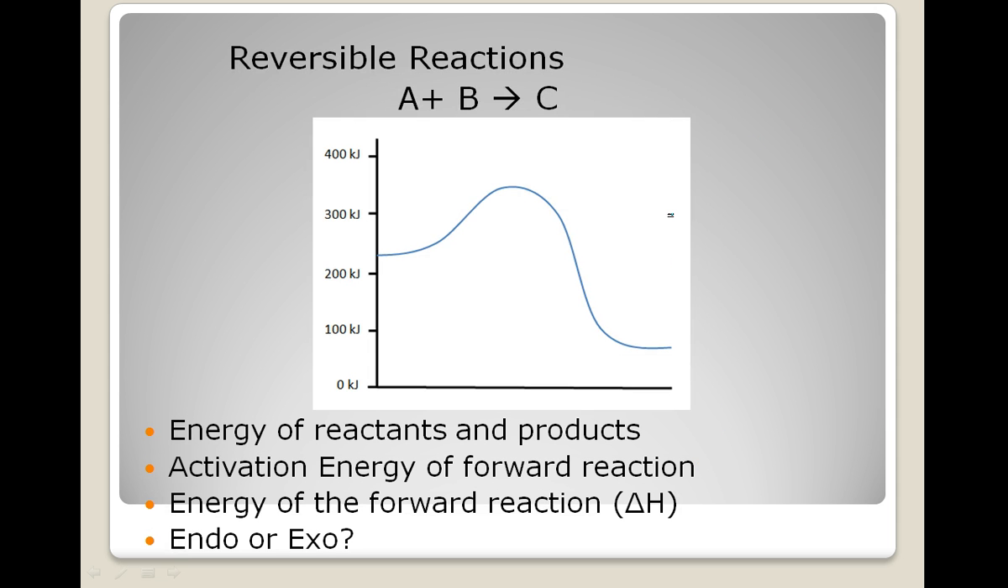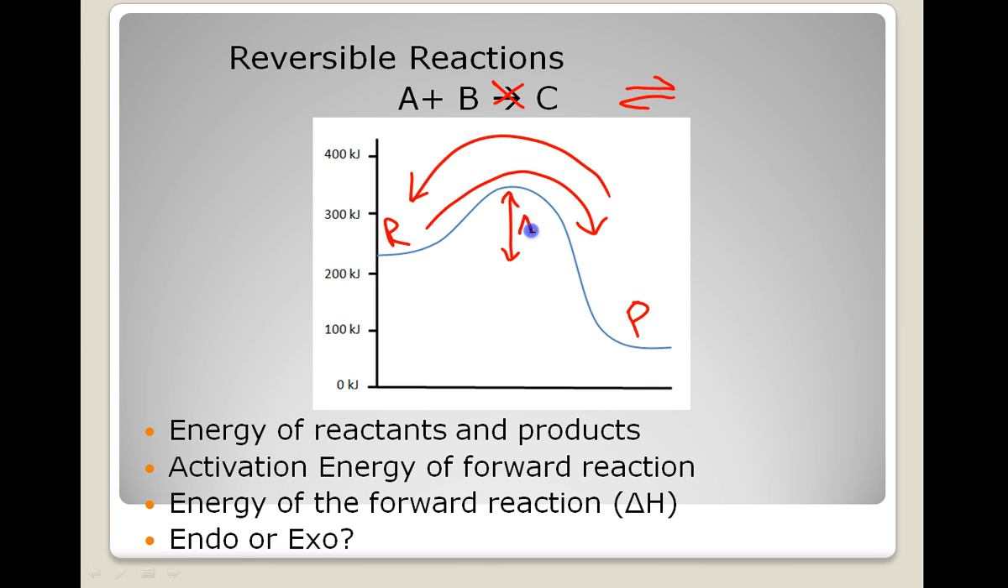Okay, we can also have reversible reactions. Instead of just having that one arrow, we would have a double arrow. Okay, now when we have that, we mean the reaction can go this way and this way. Okay, so when I ask the energy of reactants and products, same thing. The activation energy of the forward reaction, I could say it's from here to here. That's my activation energy.